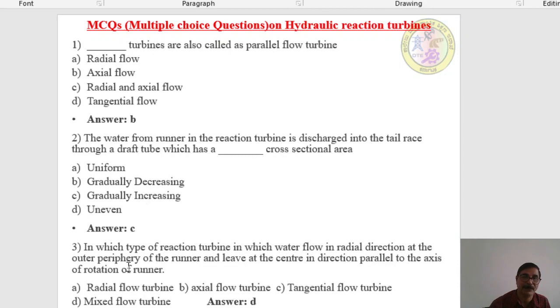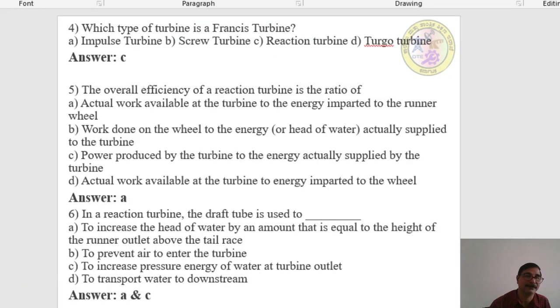Next, third one: which type of reaction turbine is one in which water flows in radial direction at the inlet and leaves at its center parallel to the axis of the runner? What we have discussed, that is the mixed flow turbine. The modern Francis turbine comes under this category. Next: which type of turbine is a Francis turbine? Impulse turbine, screw turbine, reaction turbine, or turgo turbine? It's a reaction turbine.